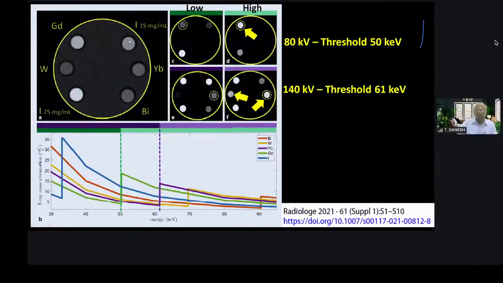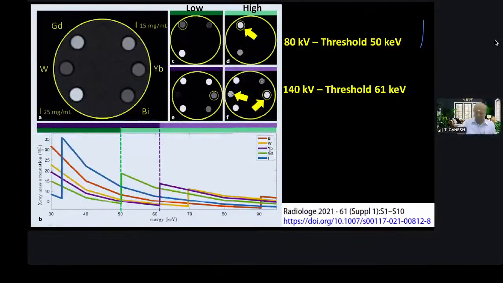So you can see here, this is gadolinium, and here the threshold is low, less than 50 keV, so gadolinium is not seen with good contrast. But once you set the threshold at 50 keV, suddenly the K-edge photons are taking part, and hence it looks brighter. And similarly, here you see this one, yttrium.